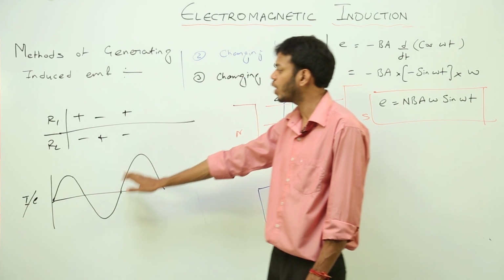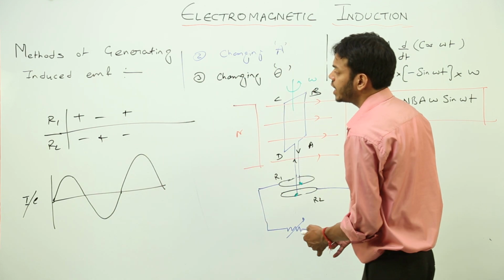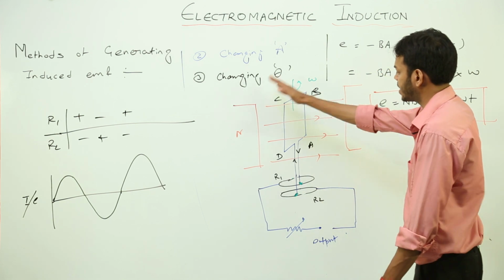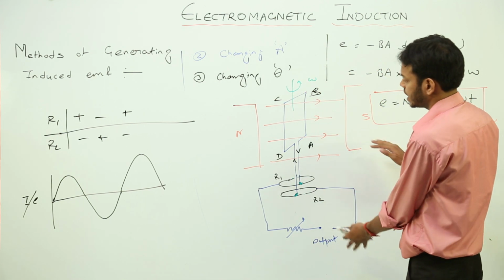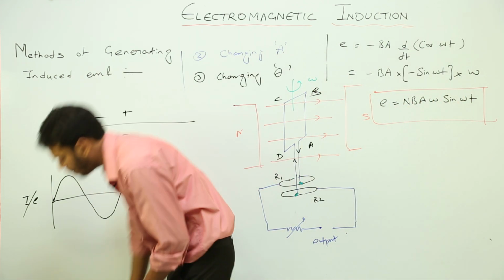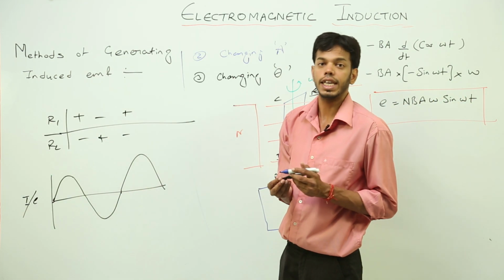By knowing the phase relationship between R1 and R2, and by looking at the graph, you can clearly say that the output is alternating in nature, right? And that is why this whole system, this whole construction, is called the AC generator. So what are the three main points which you will write for the AC generator?